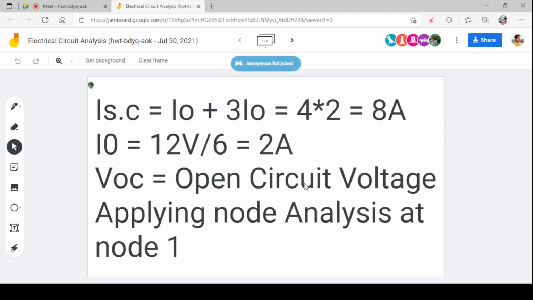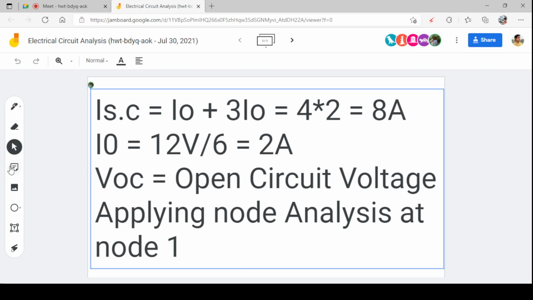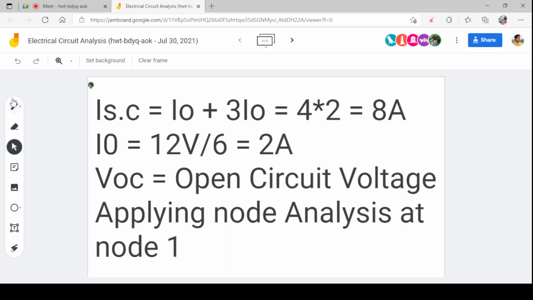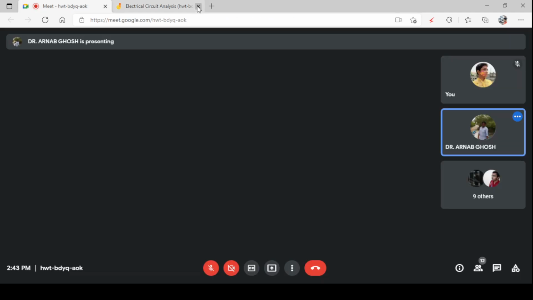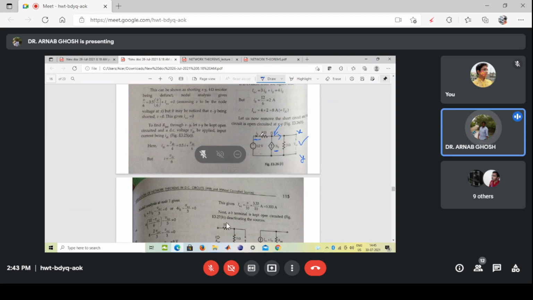Through this branch, the current is VOC by 3, and you saw the direction, so this current is leaving the node. These two currents are entering the node. So I0 plus 3I0 will be equal to this current, nothing but VOC by 3. The current passing through this 3 ohm resistance is nothing but VOC by 3.